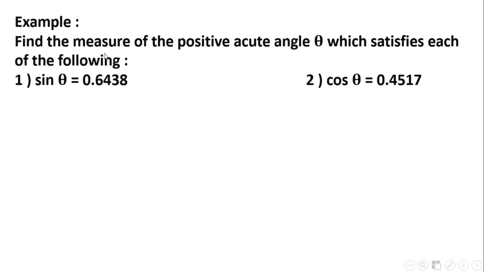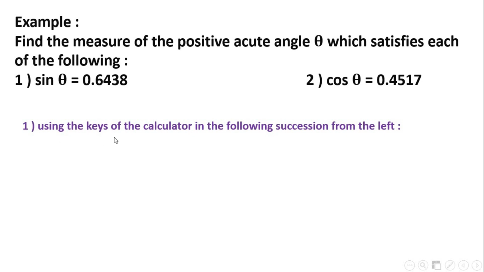Example: find the measure of the positive acute angle theta which satisfies each of the following. Number 1, sine theta equals 0.6438. Number 2, cosine theta equals 0.4517.